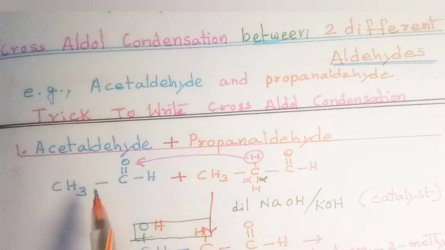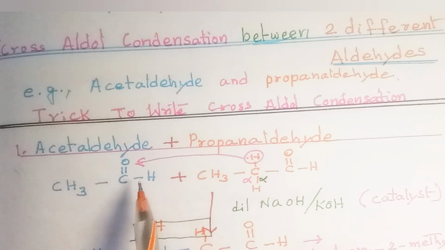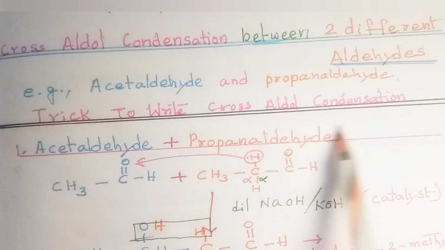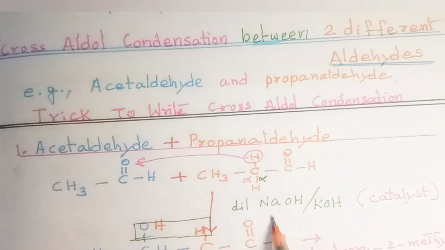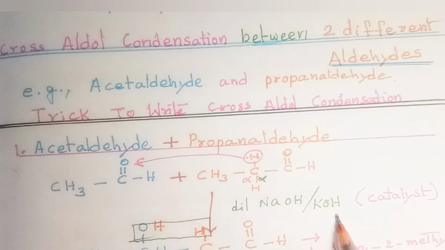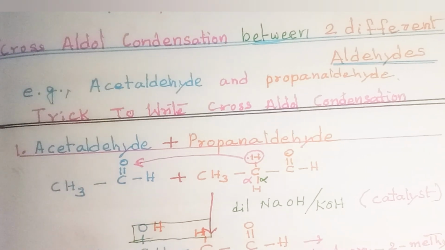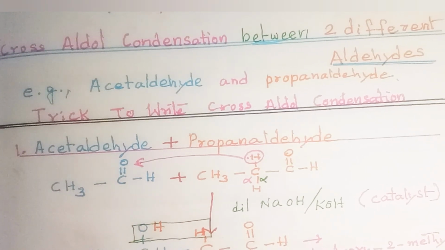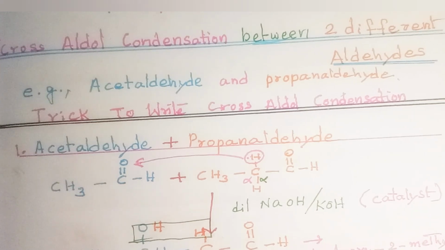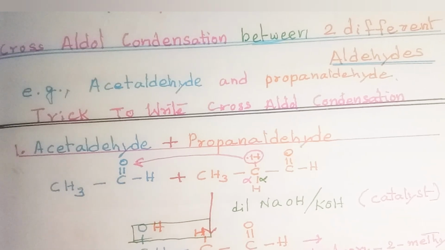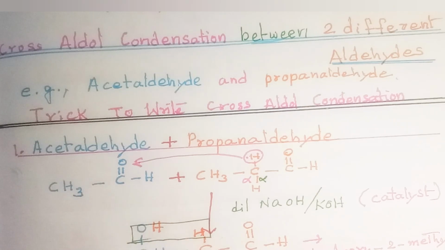So this cross-aldol condensation reaction occurs in presence of dilute alkali like sodium hydroxide or potassium hydroxide acting as a catalyst. Then an aldol product is formed. This aldol product upon heating will give aldol condensation product. Okay, let us see how it happens.